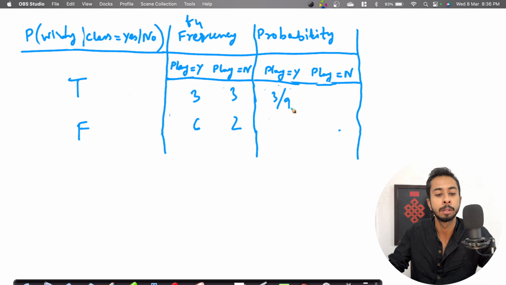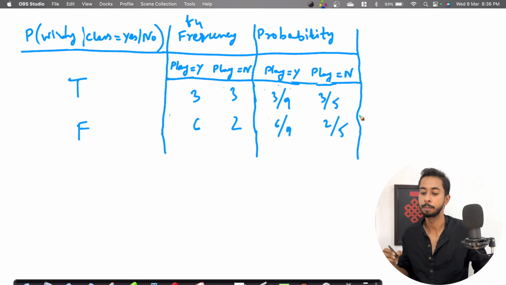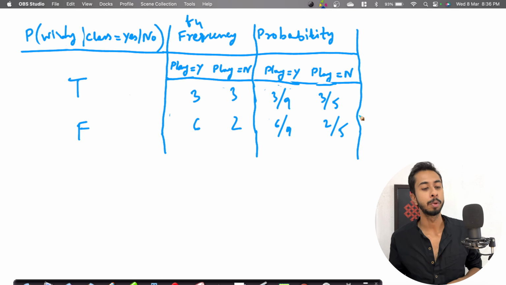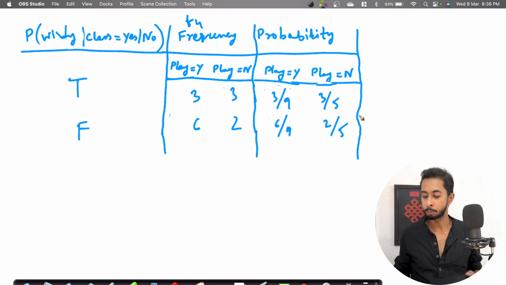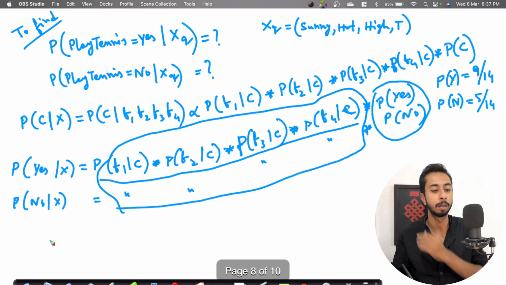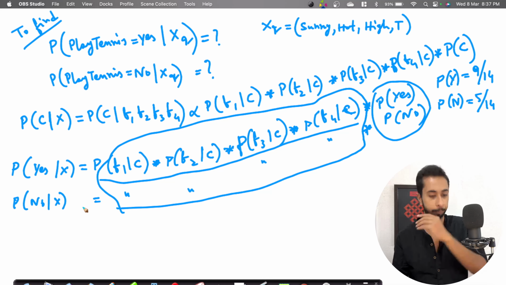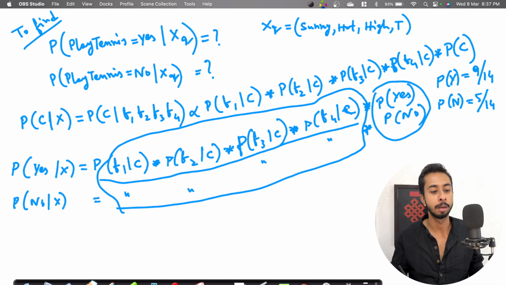So this is basically 3 by 9, 6 by 9, and 3 by 5, 2 by 5, if I am not wrong. So we got all these values, we got these tables, right? Now once we have got these tables, next we can directly predict. I'll just go back here and write it again.